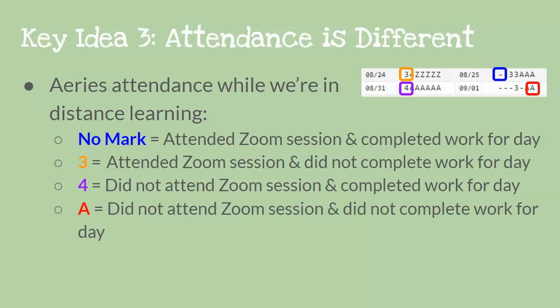The final thing, of course, is you can still have A's. A's, of course, mean absent. They did not attend Zoom. They did not complete their work, so it's not a good thing. That's when dialers go home, is when students are marked A and when students are marked 3.